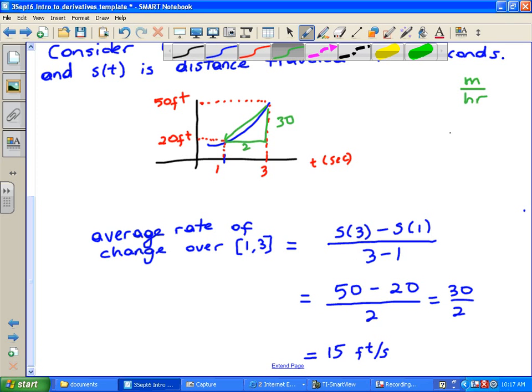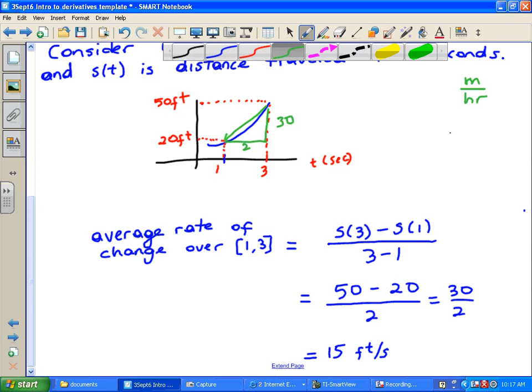Okay. Now, we already know these things. We're reviewing them. Average rate of change is nothing new. It's the slope of a secant line. But the question that troubled mathematicians was, how do you find the instantaneous rate of change, let's say exactly at the point 3?